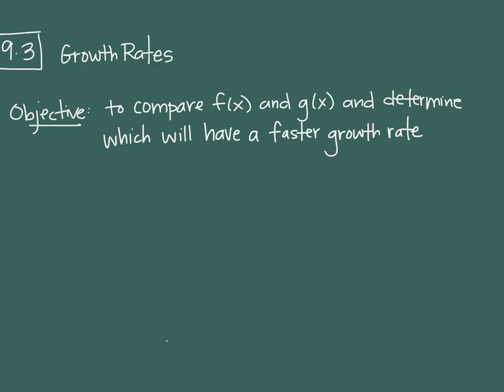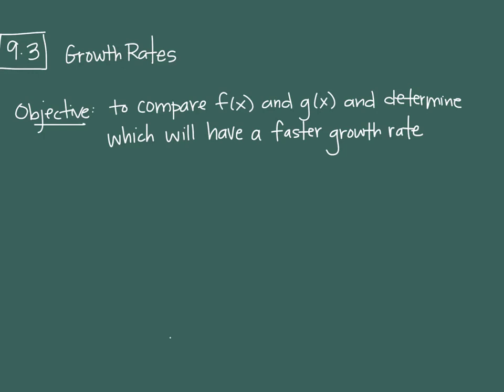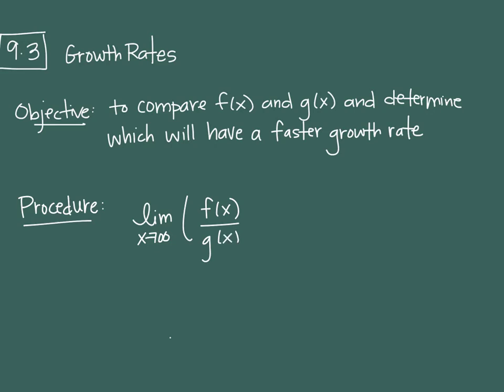All right, if that's our objective, then here's our procedure. It feels like I'm writing a lab report. What we're going to do is take the limit as x approaches infinity of f of x over g of x. We're just going to compare their ratios. And there's only 3 different results.